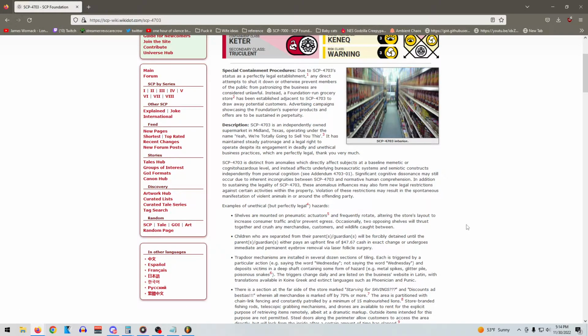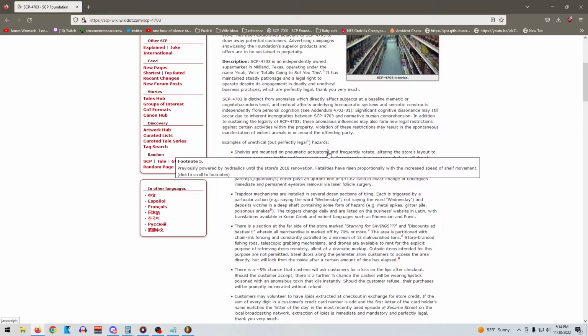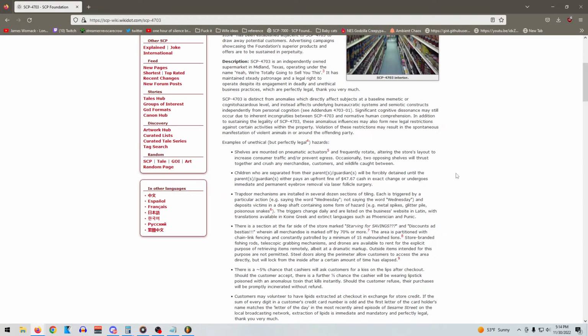Yeah, it's weird. Okay. Shelves are mounted on pneumatic actuators and frequently rotate, altering the store's layout to increase customer traffic and prevent egress. Occasionally, two opposite shelves will thrust together and crush any merchandise, customers, and wildlife caught between. Children who are separated from their parents or guardians will be forcefully detained until the parents or guardians either pay an upfront fine of $47.67 in cash, exact change, or undergo an immediate and permanent eyebrow removal via laser follicle surgery.